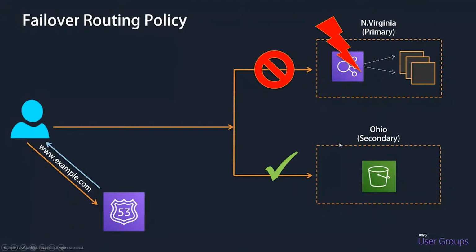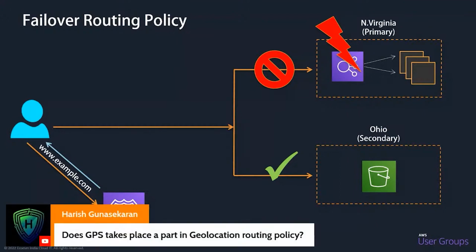Harish has a question: does GPS play a part in the geolocation routing policy? Not really GPS. Globally there is a list of IPs that belong to certain regions. When you're logging in from India, regardless of your GPS location, you are connecting through some data provider. If you're using a SIM, you're using a cellular data provider. If you're at home, you're using some broadband provider. All of these providers have a block of IP addresses, and those IP addresses belong to a certain region. So based on that IP location, they decide where you're coming from.